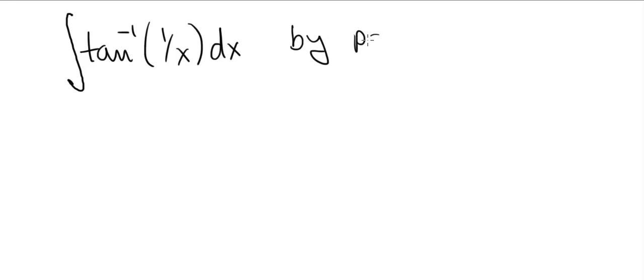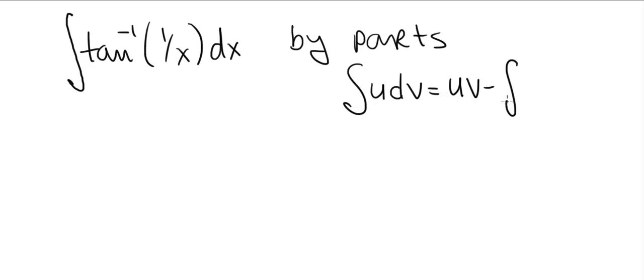Let's evaluate the integral of inverse tangent of 1 over x. We're going to use integration by parts. And recall, the integration by parts formula says that the integral of u dv is equal to u times v minus the integral of v du. We're going to call this integral our integral of u dv.